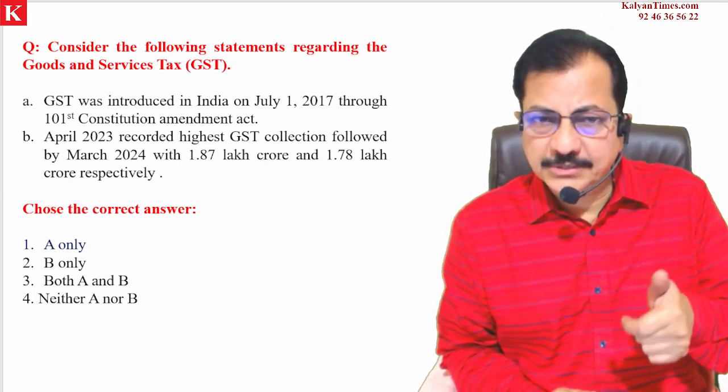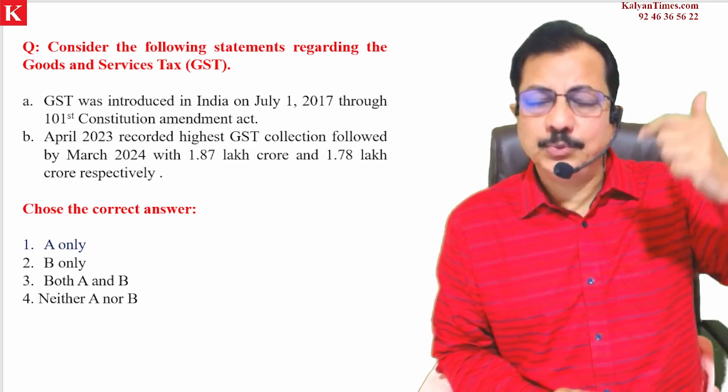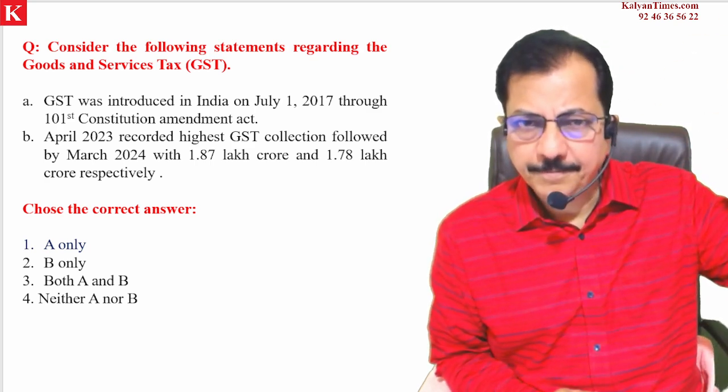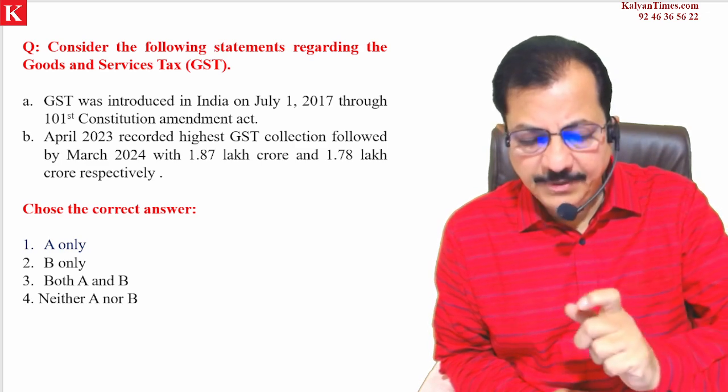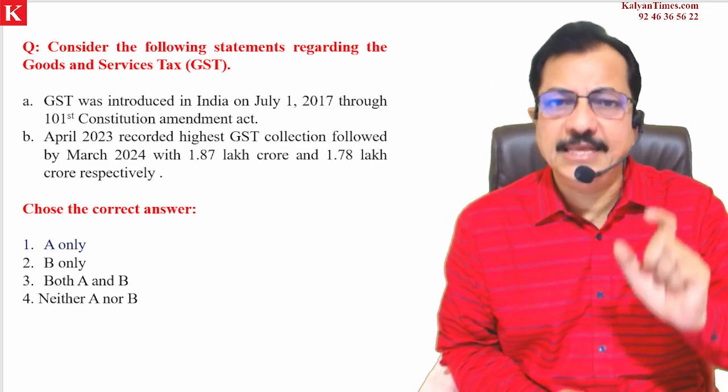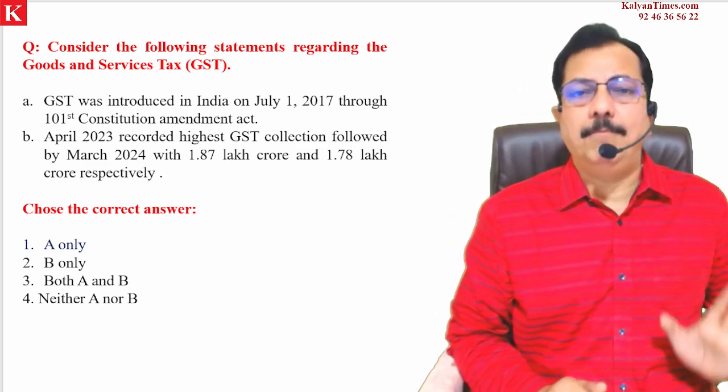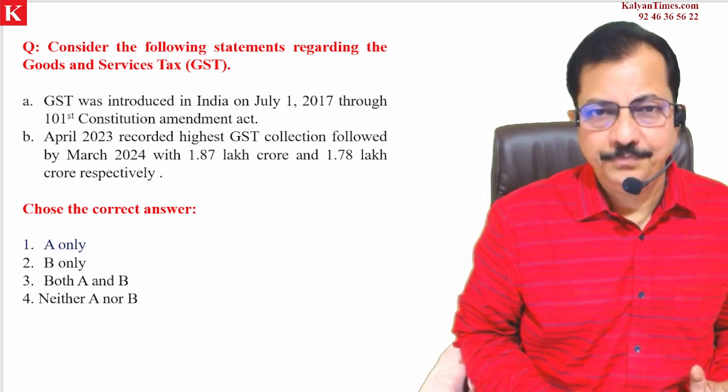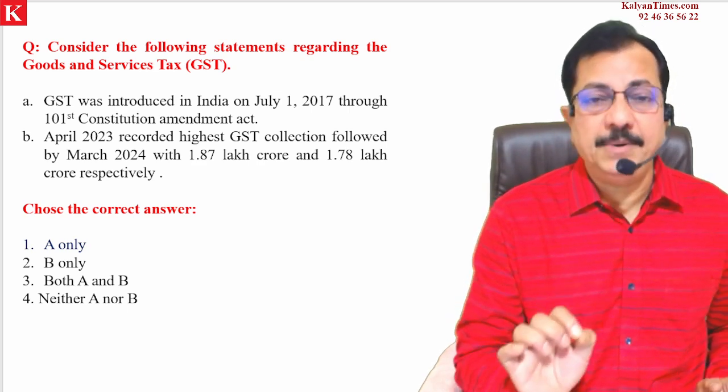1.87 lakh crore is the highest so far. This was collected in April 2023, and 1.78 lakh crores is the second highest GST collection. It was in March 2024. Clear? So this statement is correct.